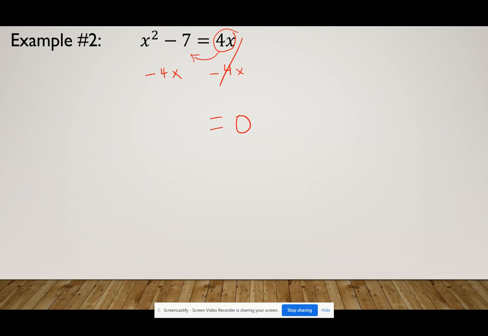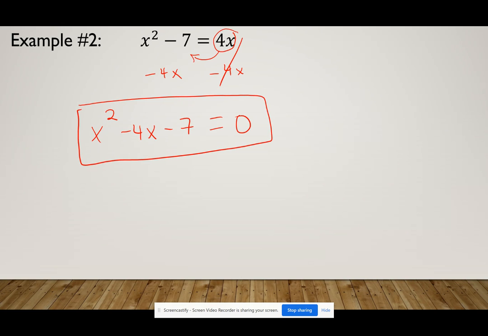And I always try to put them in order from the highest degree to the lowest degree. So remember, the degree is our exponent. So in this case, x squared would go first, then negative 4x, and then -7. Your constant is always at the end. Okay, and now this is in standard form. So now that we have it looking like this, we can use the quadratic formula to figure out how many solutions this quadratic has.